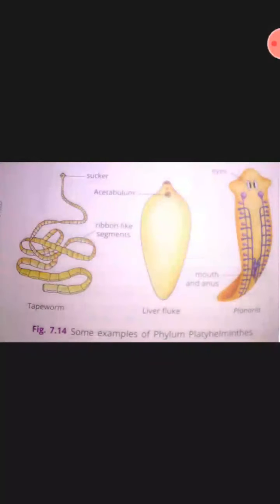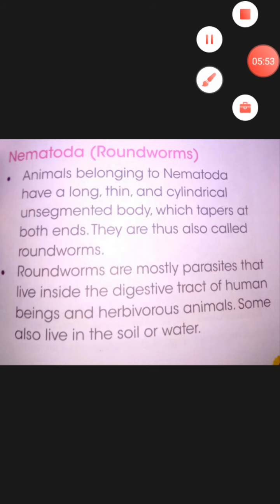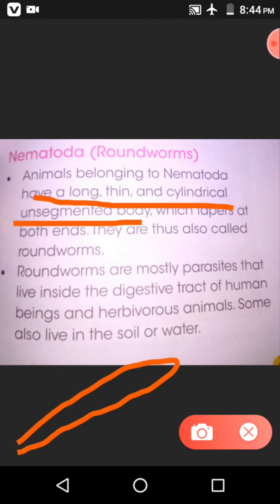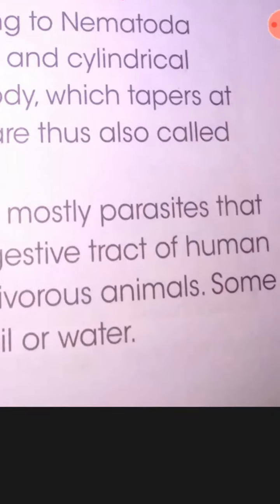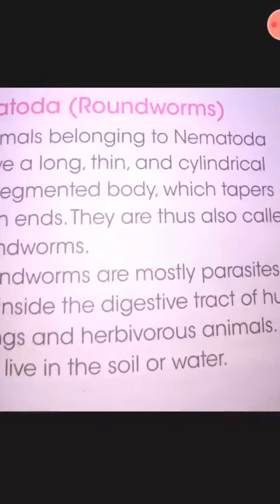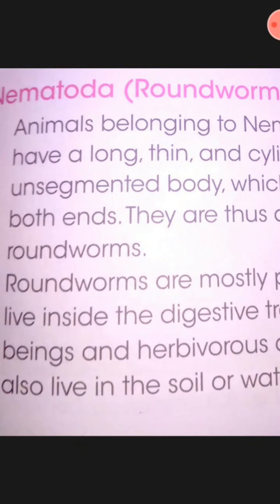Now we come to our next phylum, Nematoda. Nema means round. It has a long, thin and cylindrical, unsegmented body, meaning no division is present. So that is the roundworm. These roundworms also act as parasites. Mostly they are found in the digestive tract of humans as well as in herbivorous animals, and some live in the soil.